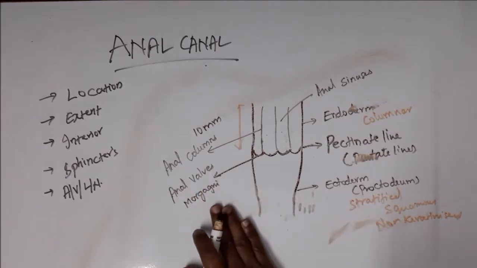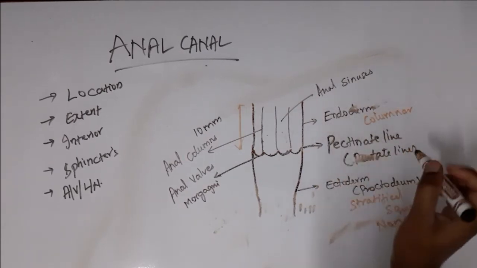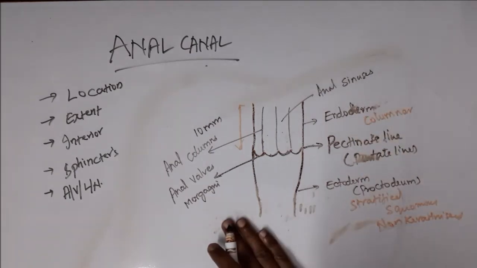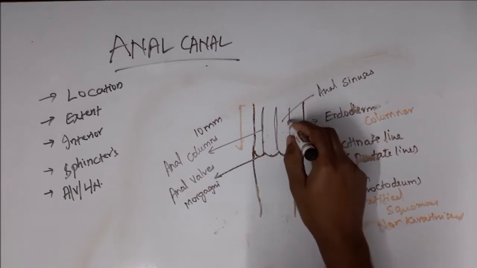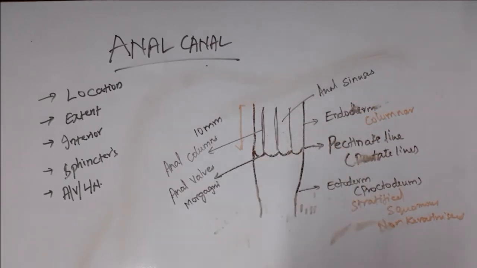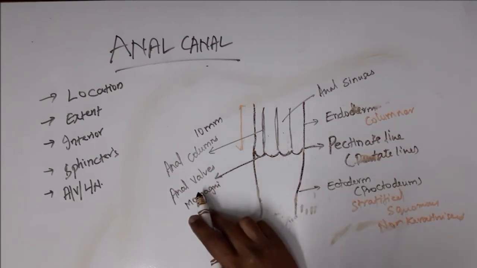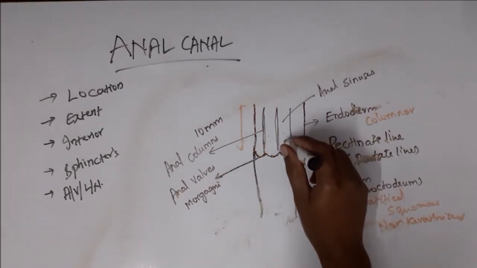So what are the parts in the interior of the upper half of the anal canal? Above the pectinate line it is derived from endoderm and the epithelium lining is simple columnar epithelium. In the interior part, the mucosa is thrown into longitudinal folds called anal columns, and in the lower part we have horizontal folds called anal valves of Morgagni. These are anal columns of Morgagni, and in between, the space is called anal sinuses.